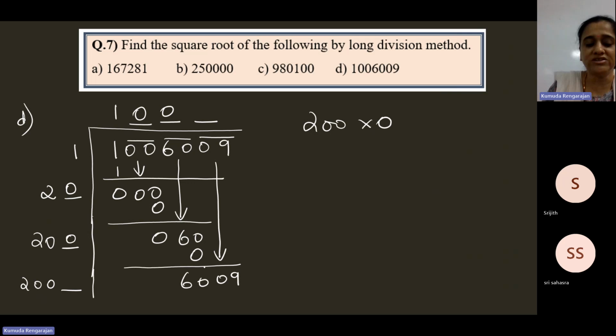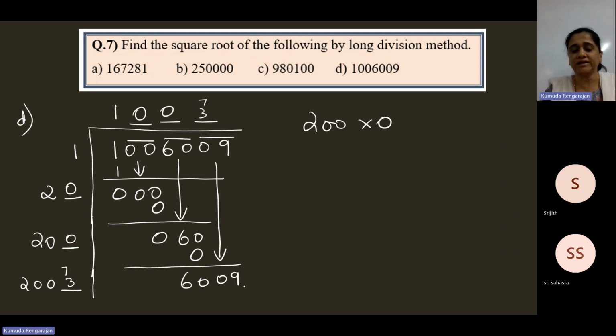And the number ends with the digit 9, 6009 ends with the digit 9. So it should be 3 into 3, 9, or 7 sevens are 49. Only these two digits can give you 9 in the ones place. Because only in the last step can you use this trick, not in every other step. So now you have to finish the division.